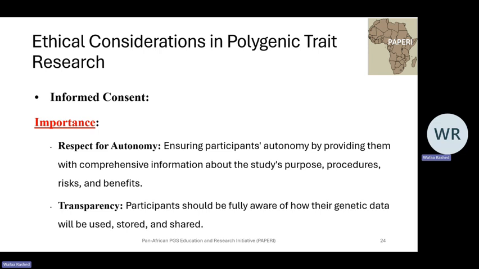Number one, you should ensure that each participant is fully aware of the information regarding study purpose, procedures, risks, and benefits. So participant autonomy is very important. In addition, transparency. Each participant should be fully aware of how their genetic data will be used, stored, and, in case you do collaboration inside the country or outside, how their genetic data will be shared.